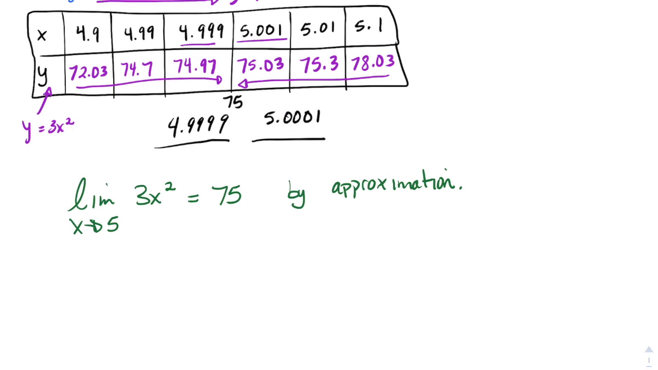And you might say, well, it looks like all we had to do was figure out y when x was equal to 5, and we can get our 75. And that's true in this case, but it's not always true. Okay, and there's a reason why it works in this limit here. So we're going to look at that next.